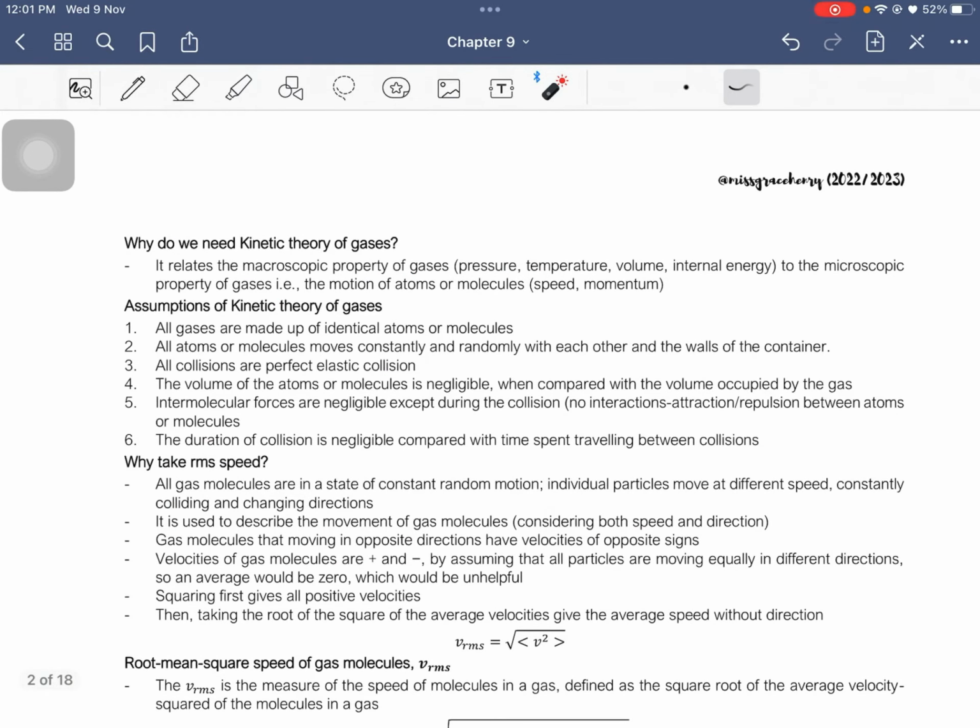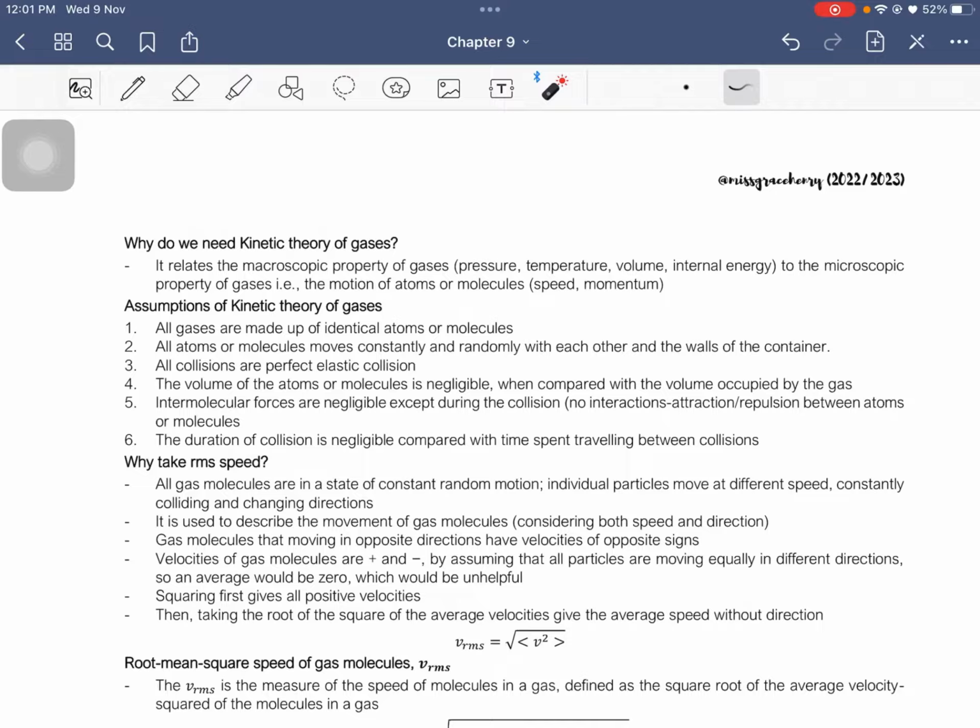Okay, so why do we learn about kinetic theory of gases? Basically it relates the macroscopic properties of gases, which are the pressure, temperature, volume, internal energy, to the microscopic properties of gases, which is the motion of atoms. So we are relating this to the speed of the molecules or atoms or the momentum of the molecules. Right? So that is why we have the kinetic theory of gases.